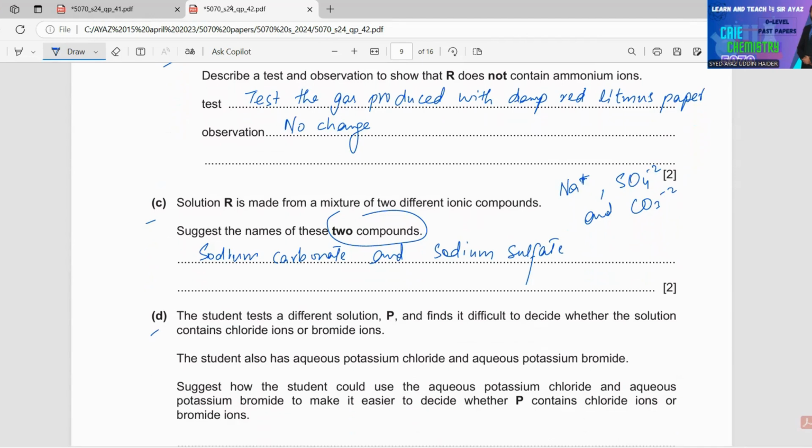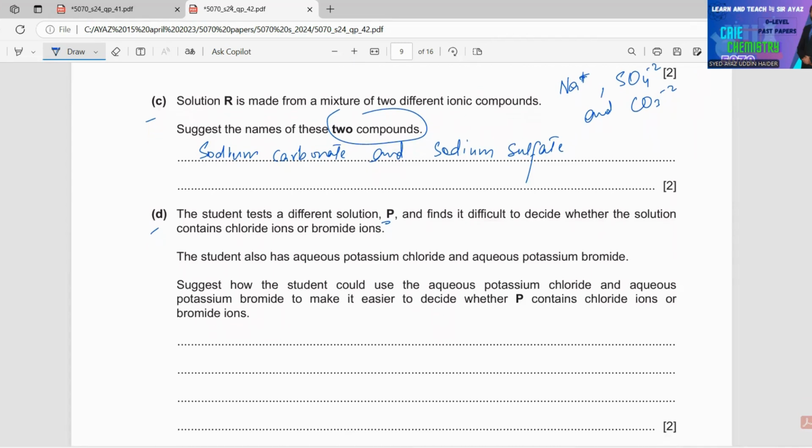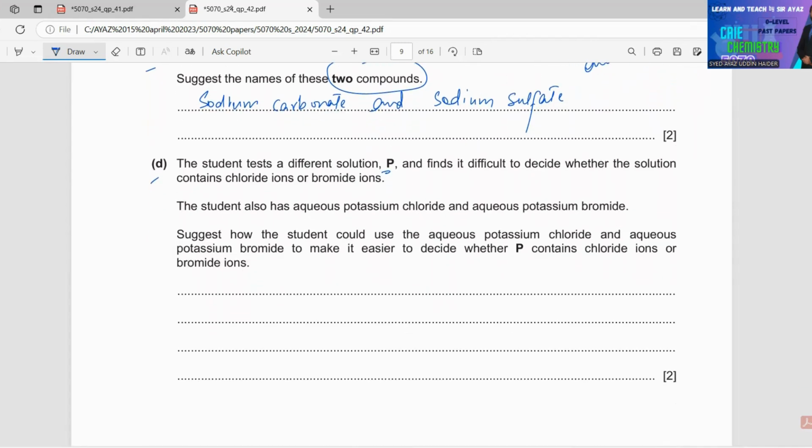Part D. The student tests a different solution P and finds it difficult to decide whether the solution contains chloride ions or bromide ions. The student also has aqueous potassium chloride and aqueous potassium bromide. Suggest how the student could use these to make it easier to decide whether P contains chloride ions or bromide ions. Definitely, you have to carry out the halide ions test on potassium chloride and potassium bromide. Then you compare the color of this precipitate with the unknown, which is P here.